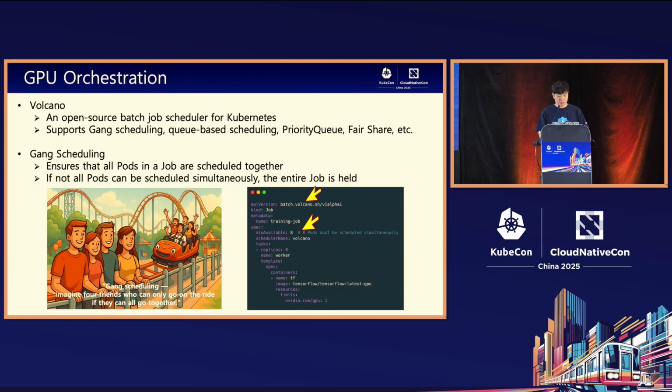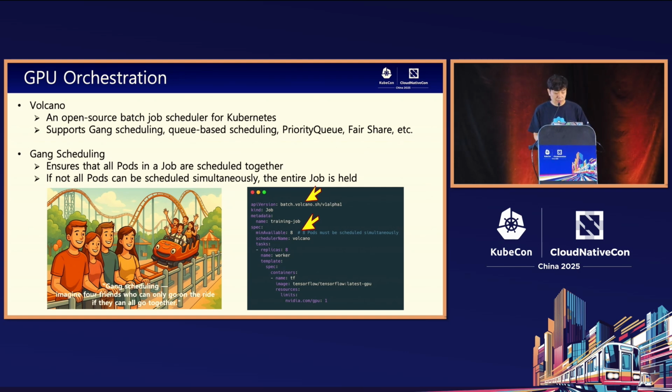And there is another strategy called GPU orchestration. Volcano is a famous open source batch job scheduler for Kubernetes, and it supports gang scheduling, queue-based scheduling, priority queues, and so on. Most of all, the gang scheduler is famous for ensuring all the pods in a job are scheduled together, start together, and finish together. Even if not all pods can be scheduled simultaneously, the entire job is held. Using custom resource definitions, you can use Volcano for batch GPU jobs.